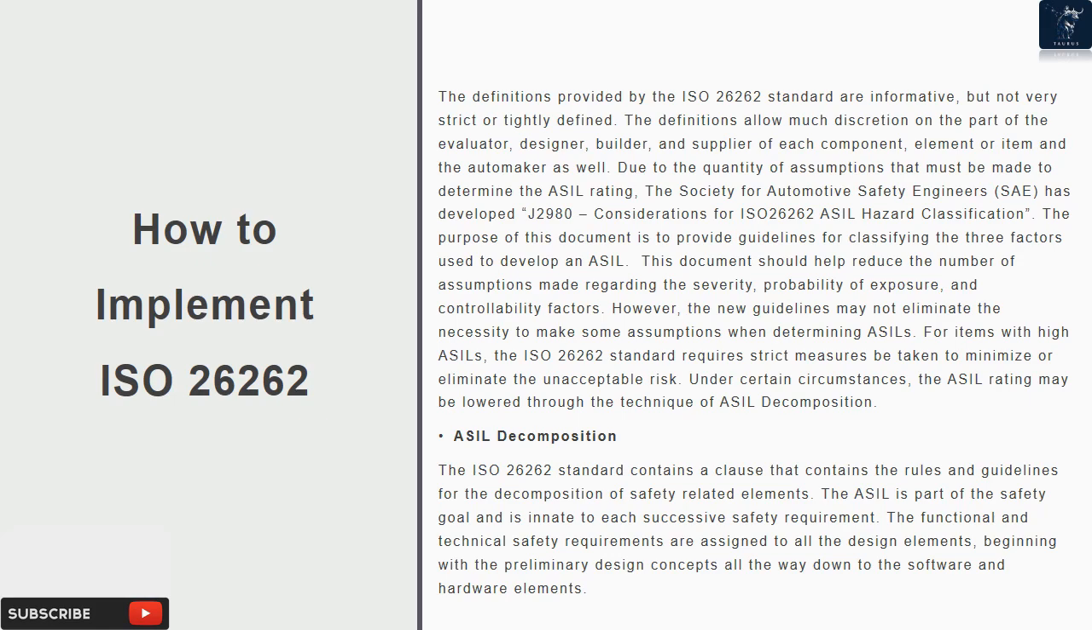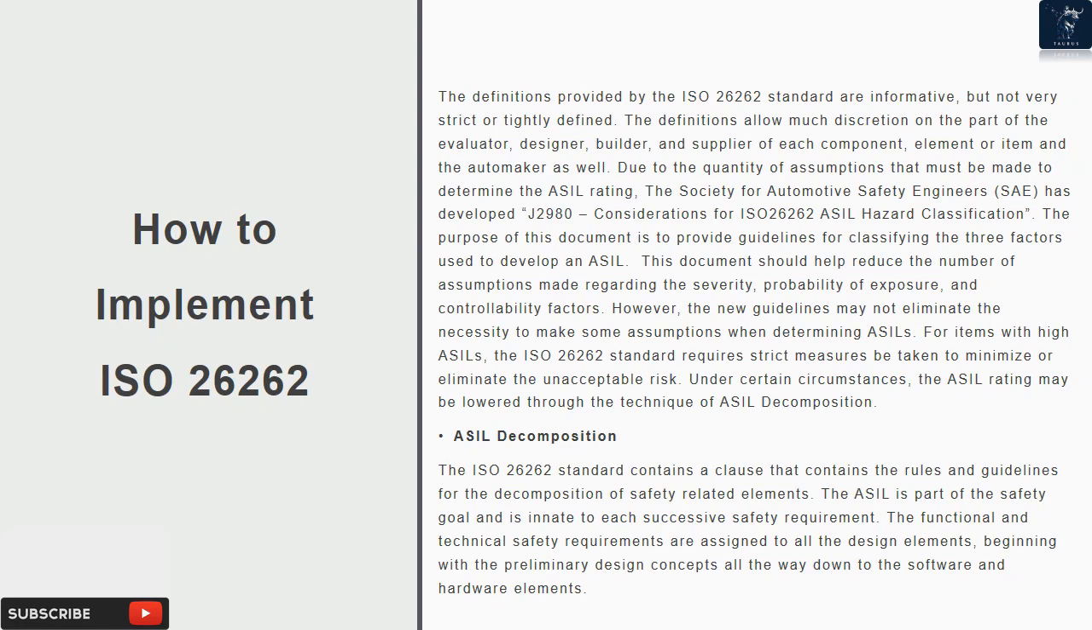For items with high ASILs, the ISO 26262 standard requires strict measures be taken to minimize or eliminate the unacceptable risk. Under certain circumstances, the ASIL rating may be lowered through the technique of ASIL decomposition.